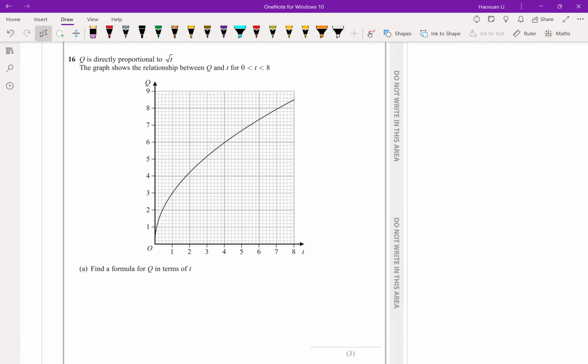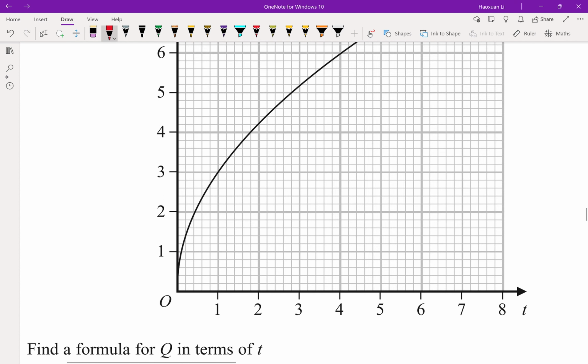Now, proportion question. So Q is directly proportional to the square root of t. The graph shows the relationship between Q and t for 0 less than t less than 8. So find a formula for Q in terms of t. Always find the one that actually hits on the point. And it's better if they're integers. So 1 and 3.